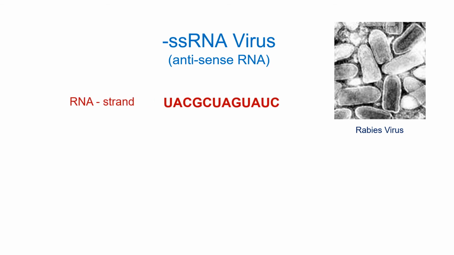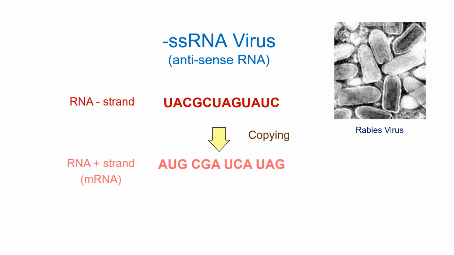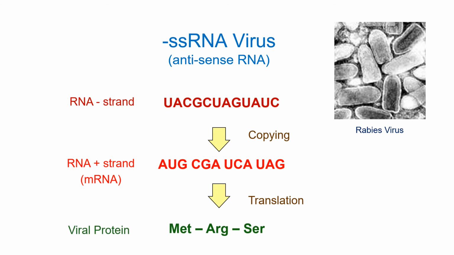Okay, so within the rabies virion, we have this sequence. Now this cannot be translated directly. We wouldn't get the protein that we're after. Instead, it's used as a template to make the plus strand, and then that is used as the messenger RNA to make our viral protein.